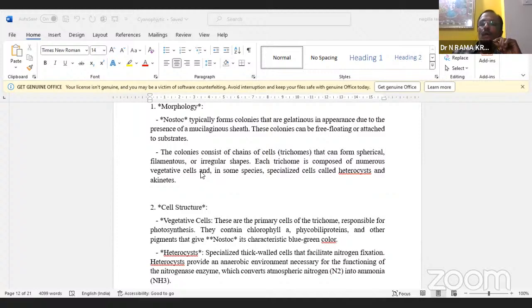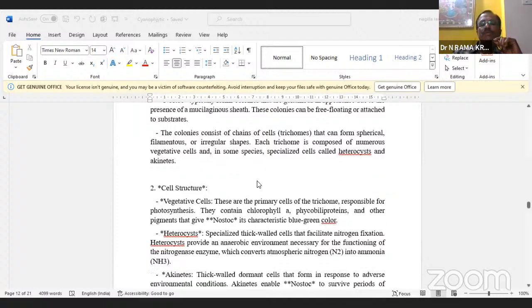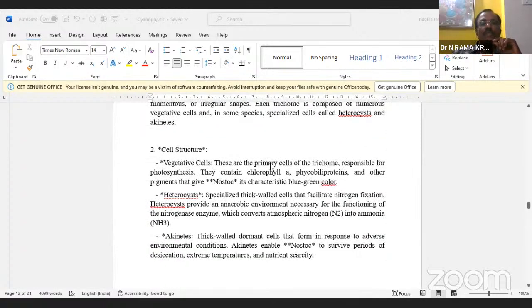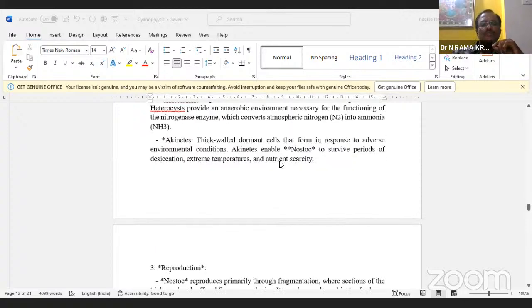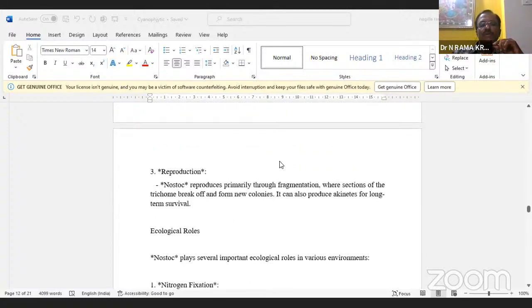So I already showed that this is a heterocyst. Is it clear now? So next, we are going to look at the detailed cell structure. The cell structure is also the same. Next one, the reproduction system of Nostoc.